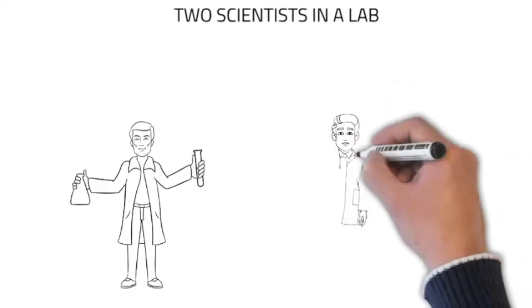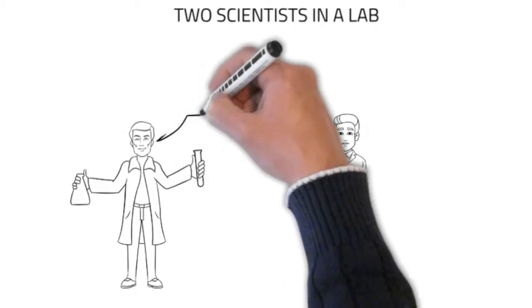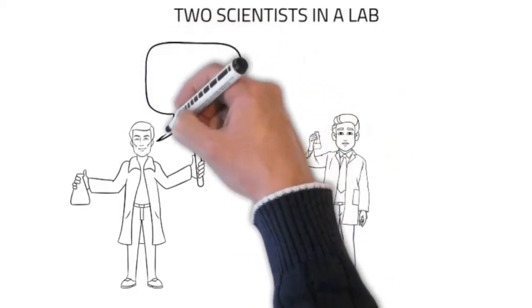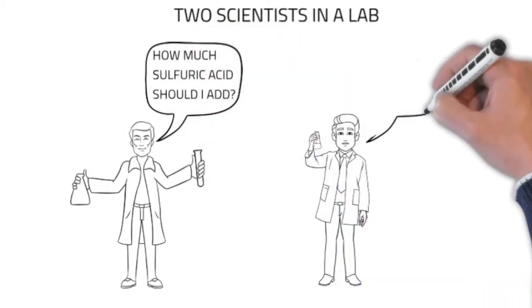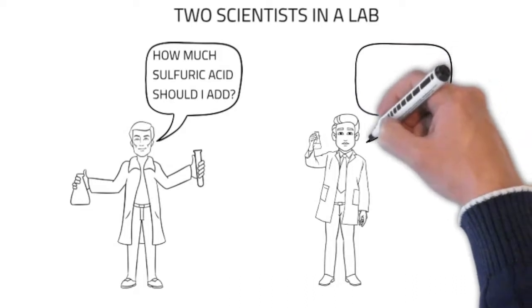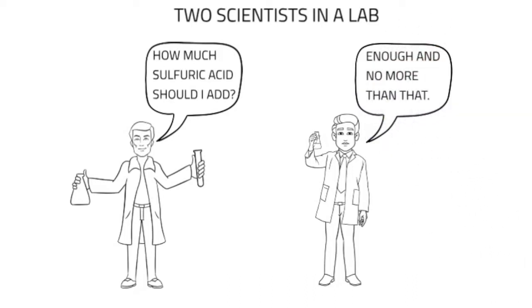Well, suppose there are two scientists in a lab. This is not the beginning of a joke, by the way. One scientist asks the other, "How much sulfuric acid should I add?" And the other scientist replies, "Enough and no more than that." So the other scientist could end up pouring in too much or too little for the experiment.